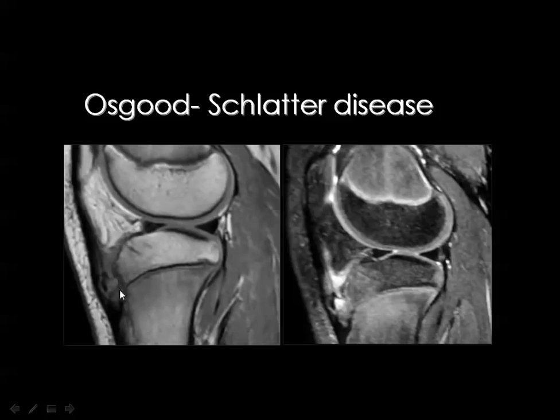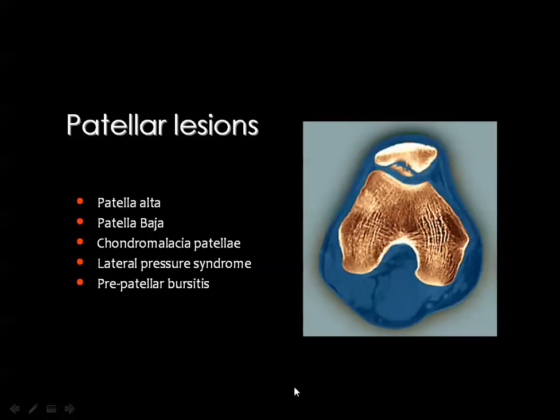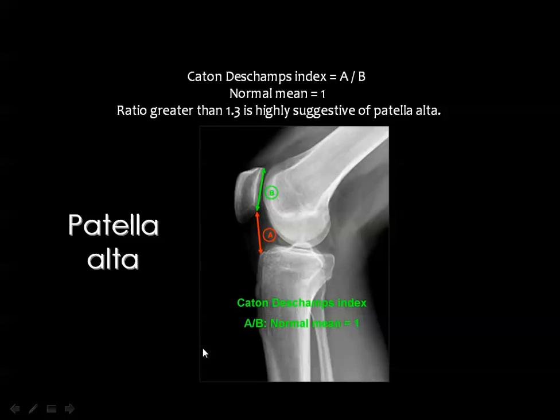And this is an example of Osgood-Schlatter disease. Here you see irregularity and some fragments of the tibial tuberosity, fluid signal between the tibia and the infrapatellar tendon, and some signal changes near the insertion of the infrapatellar tendon into the tibial tuberosity. Then we came to the patellar lesions, and we will discuss patella alta, patella baja, chondromalacia patella, lateral pressure syndrome, and prepatellar bursitis.